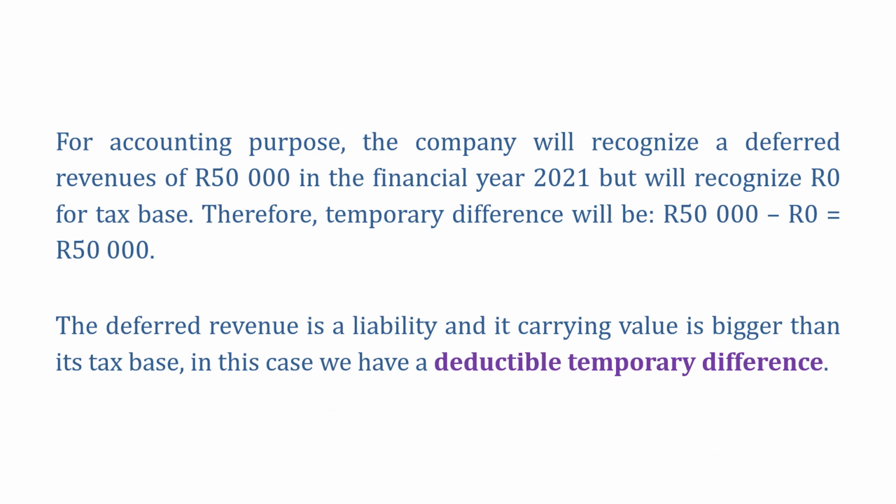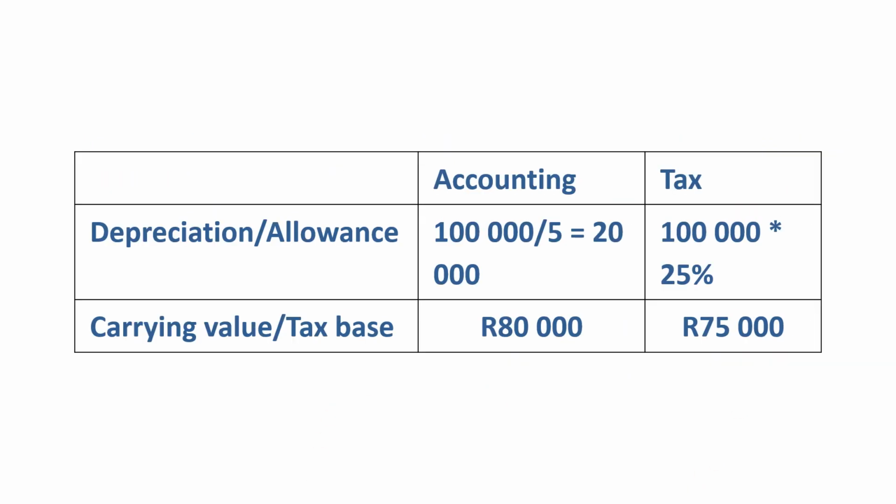And then when we go to the following slide, this is where we add the company that purchased a machinery. This is the other example, where the cost of the machinery was 100,000 and we depreciate it for 5 years. So each and every year we have a depreciation of 20,000. However, for tax purposes, we have an allowance of 25%. So each and every year we're going to have 25%, which is 25,000.